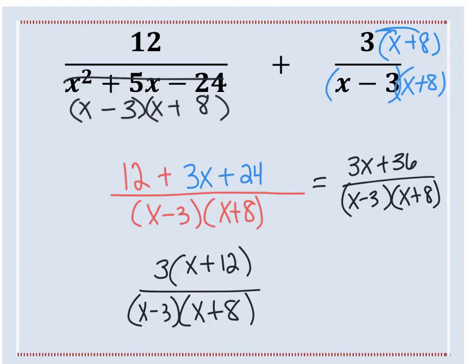Don't forget domain restrictions. Come back to your original equation and set them equal to 0. Now, because this x minus 3 is already over here, I don't need to do it 2 times, okay? So x minus 3 equals 0. That means x cannot be equal to a positive 3, because 3 minus 3 would be 0. When I set this equal to 0, I move this over, so subtract 8 from both sides. x equals negative 8 would give me a division by 0, which remember we're not allowed. So x cannot equal 3, and x cannot equal negative 8.